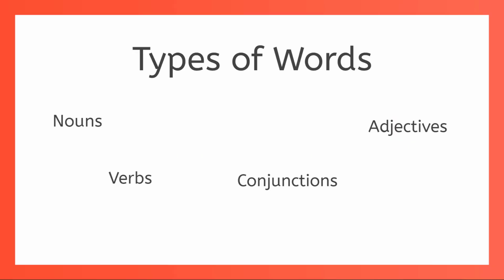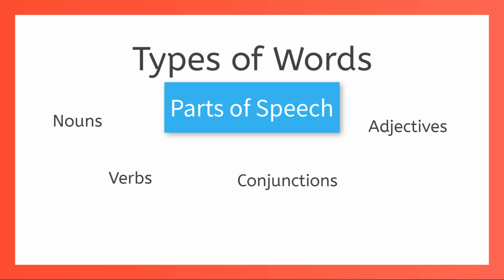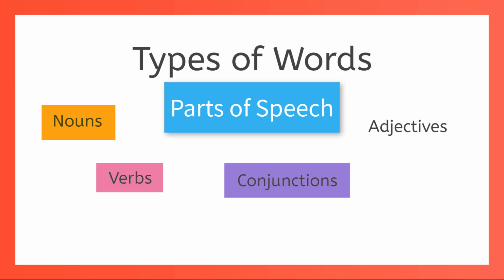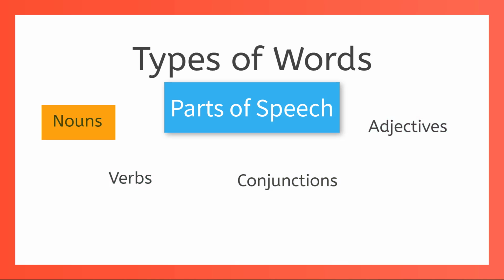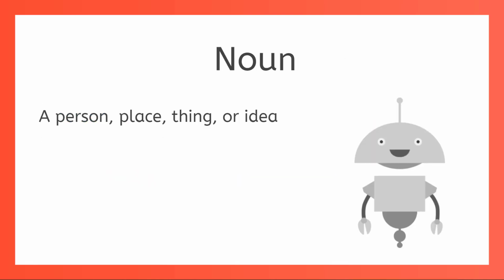There are many types of words or parts of speech that make up a sentence. You may have heard of them: nouns, verbs, conjunctions, and adjectives. In this lesson, we're going to talk about nouns. A noun is a word that is a person, place, thing, or idea. Let's go over some examples.